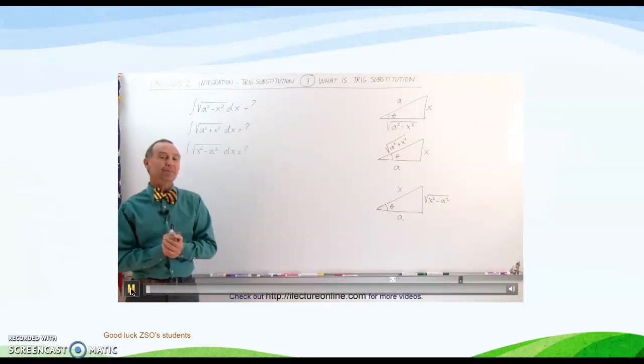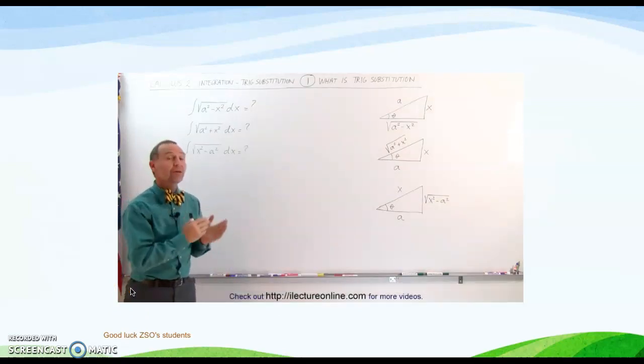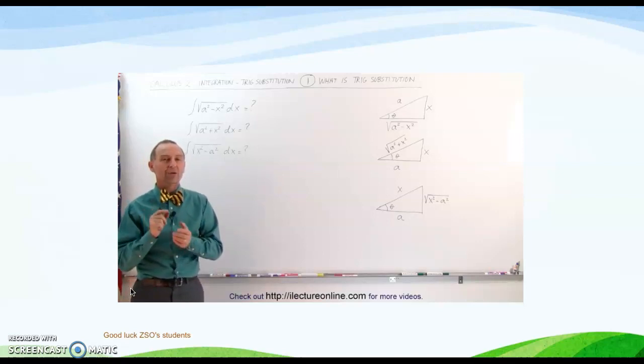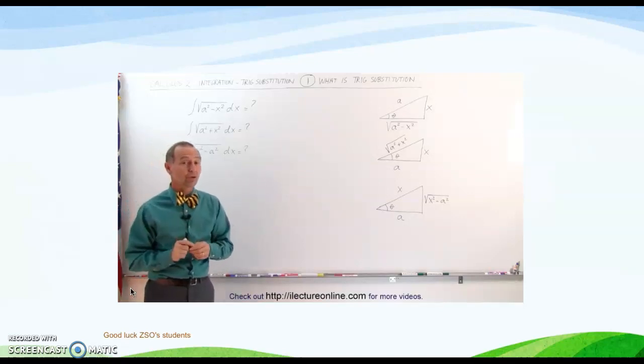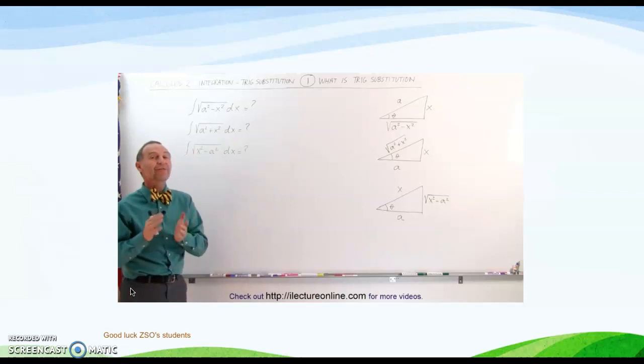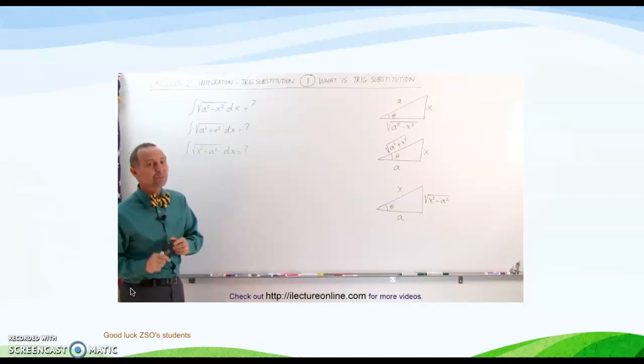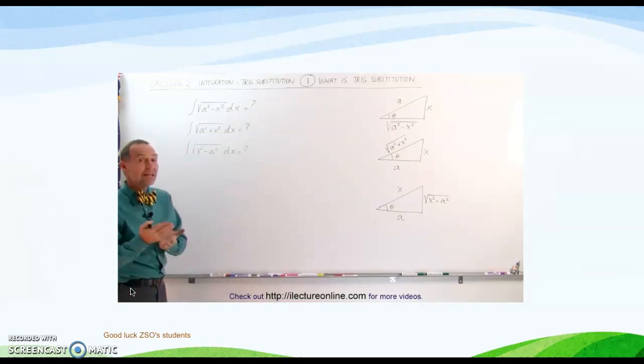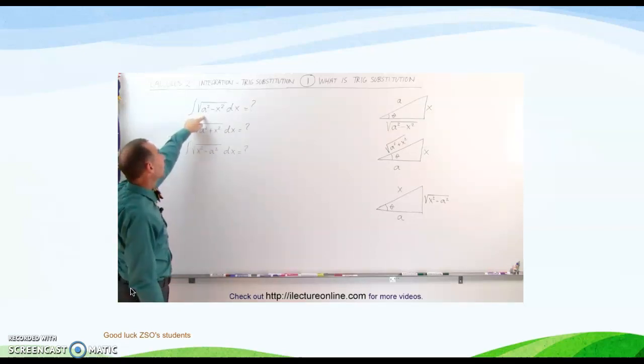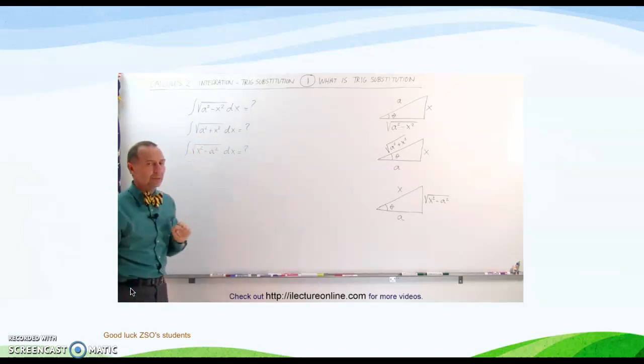Welcome to Electroline. In this series of videos, starting with this video here, we're going to explore how to use the technique of trigonometric substitution to solve three very difficult integrations if we didn't use that particular technique. The three integrations are the square root of a squared minus x squared, the square root of a squared plus x squared, and the square root of x squared minus a squared.